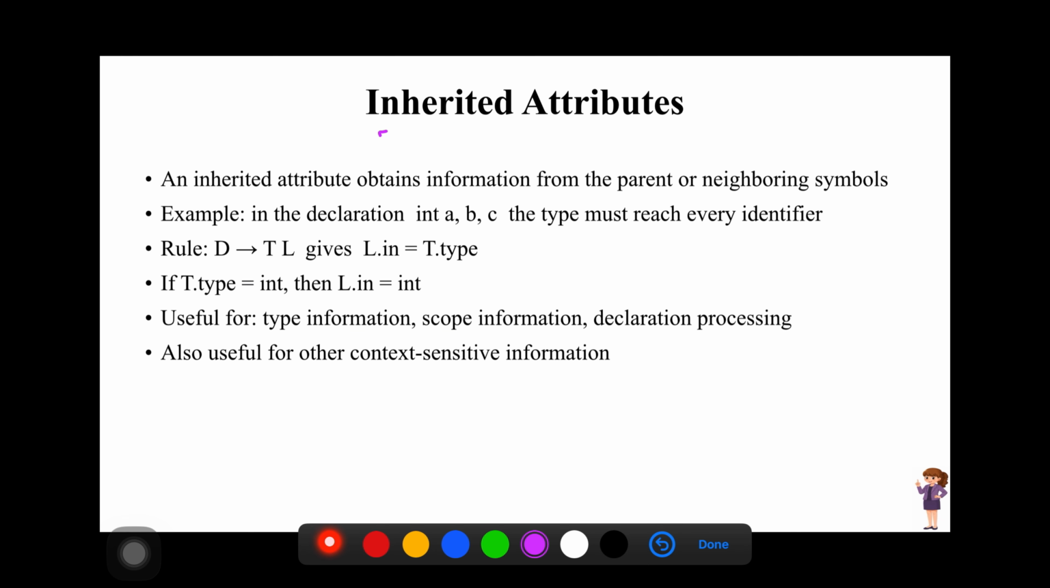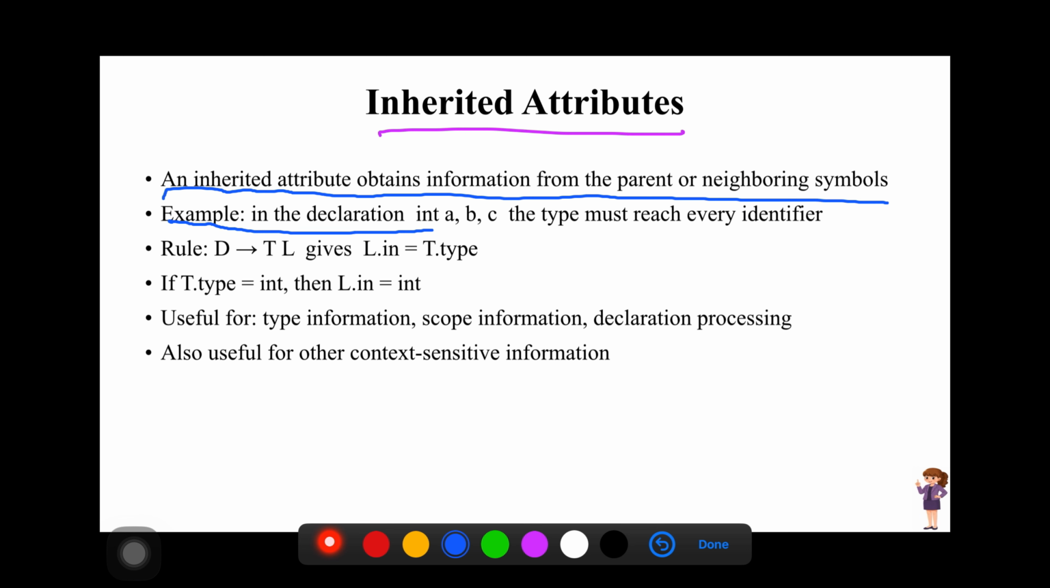Inherited attributes. Now let's look at inherited attributes. An inherited attribute receives information from the parent or from a neighboring symbol. A common application is processing declarations. For example, consider int a, b, c. The keyword int tells us the type of all the identifiers that follow.